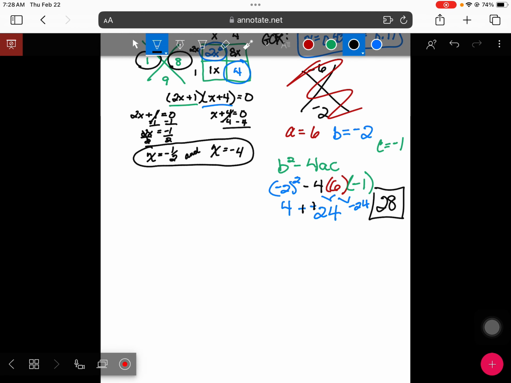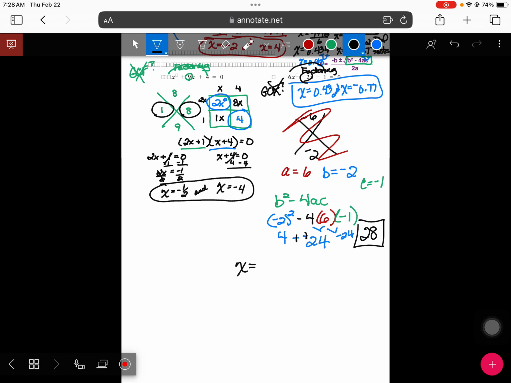All right, so then I do x equals the opposite of B. B is -2. Opposite is going to be +2 plus or minus the square root of 28, all divided by 2 times A. 2 times A is 2 times 6, which is 12.